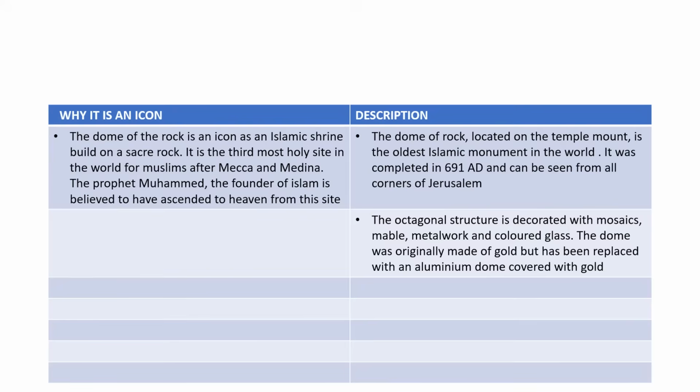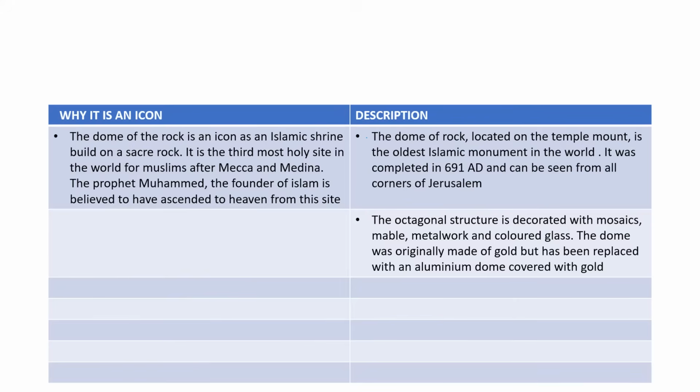Let's look at the description. The Dome of the Rock, located on the Temple Mount, is the oldest Islamic monument in the world. It was completed in 691 AD and can be seen from all corners of Jerusalem. This is a little bit of the description of this particular icon, the Dome of the Rock. You describe it depending on how the question comes. If they ask you to describe the particular icon, you know what to write. Let's look at the next bullet.